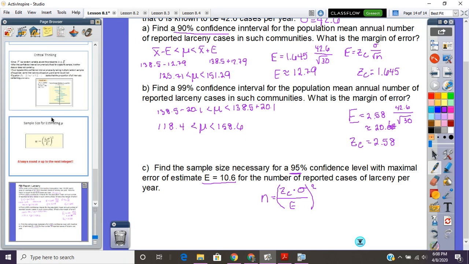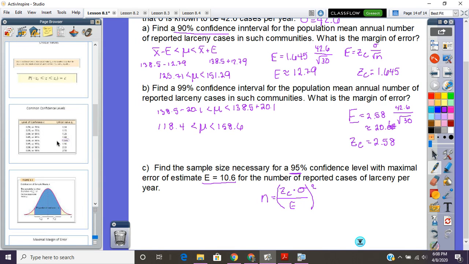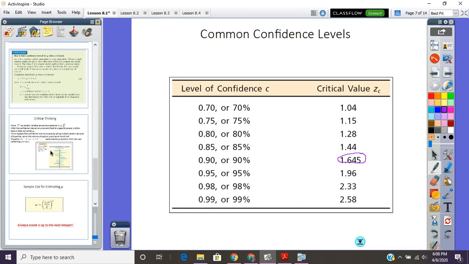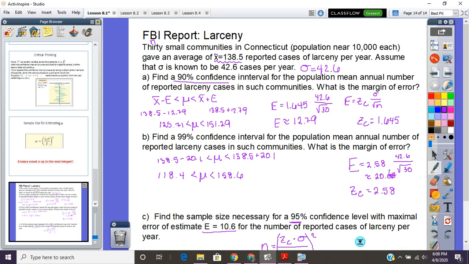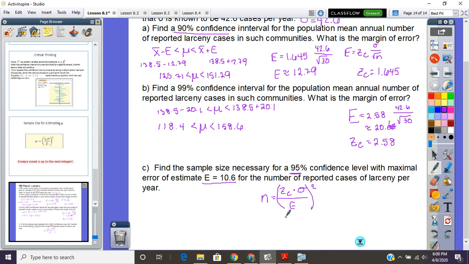All right, 95% confidence interval is 1.96. So we're going to have 1.96. We know this is still 42.6. That didn't change. But now our margin of error, we want it to be 10.6. So we're going to do this multiplication, square it, and figure out what that is. So 1.96 times 42.6 and divided that by 10.6. And once that's squared, you get 62.05.